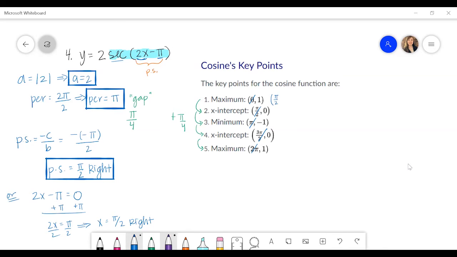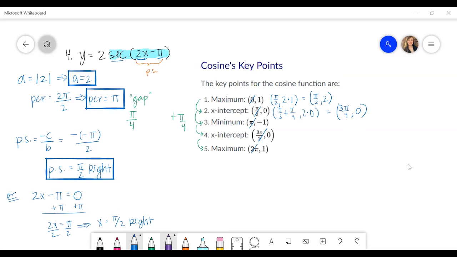So pi over 2, and then we're looking at 2 times this one right here. So pi over 2, 2. The x-intercept, that value, so again, I'm going to work off the pi over 2 that we just had, so pi over 2 plus the gap, which is pi over 4, and then 2 times 0. A half plus a quarter is 3/4, so 3 pi over 4, 2, right? 0, doing that.